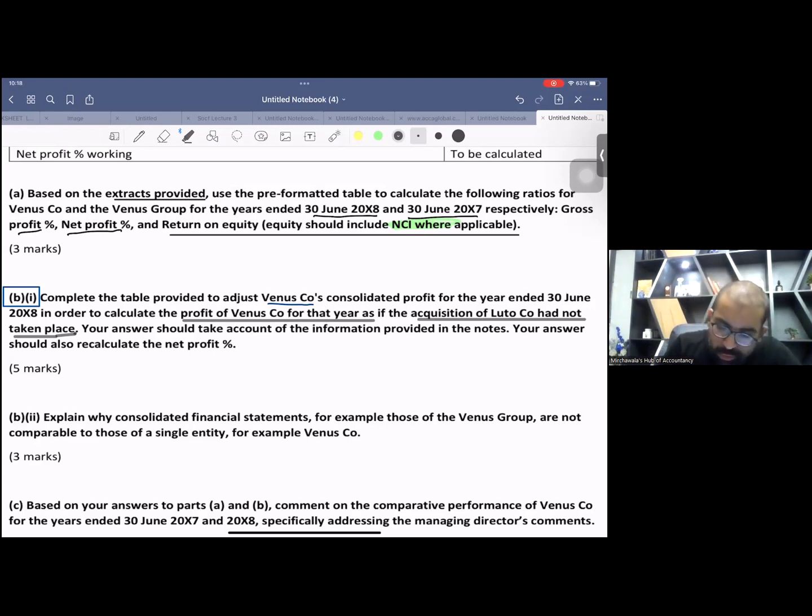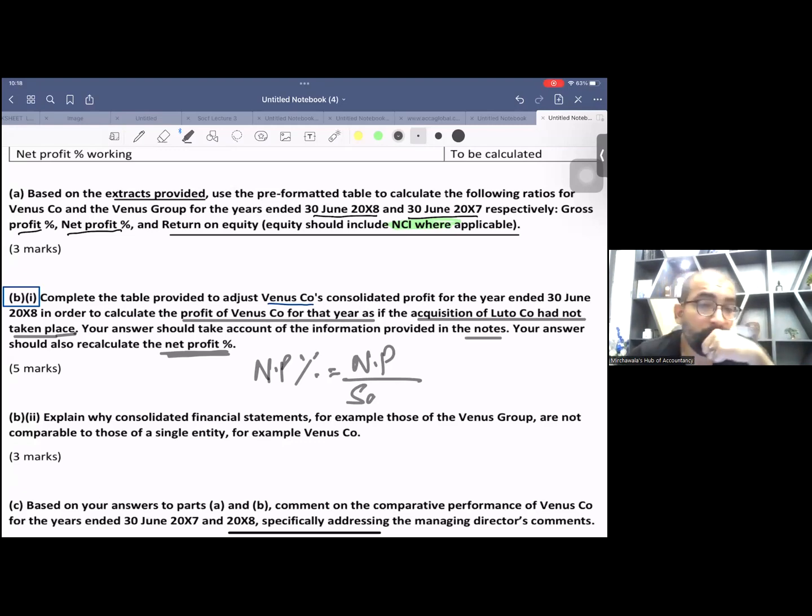Now your answer should take account of the information provided in the notes. Your answer should also recalculate the net profit percentage. This is my target. NP percentage is equal to NP upon sales. But keep in mind that you are working for the individual books of P company. Are you getting?